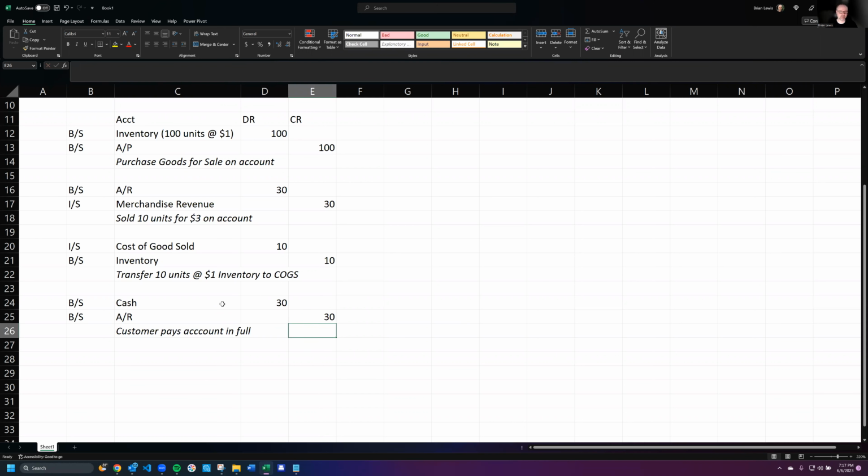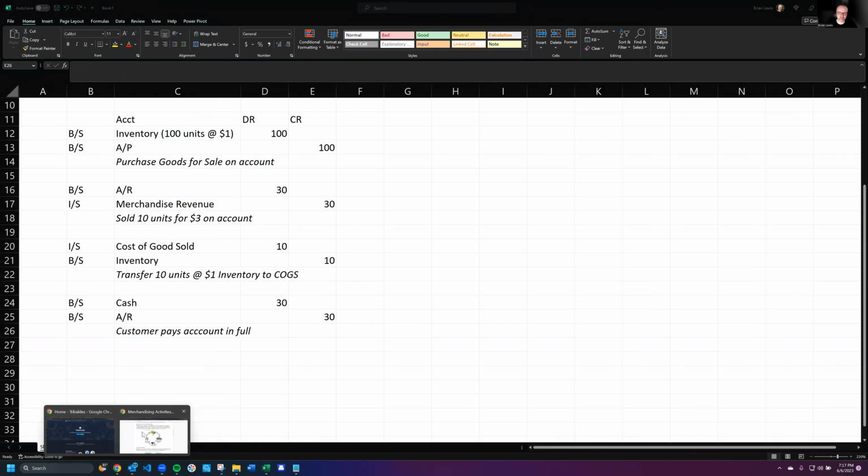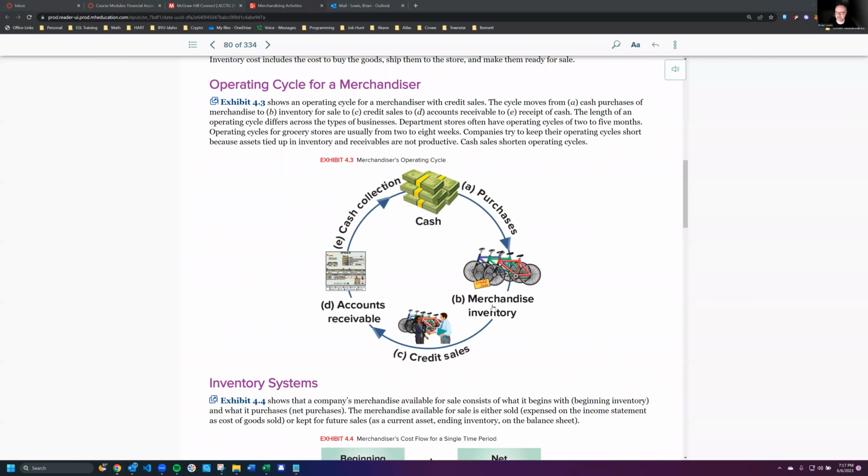This can get a little bit more complicated if you have a discount involved, which we'll talk about a little bit later. But for this part of it, then you get this cycle right here, right? So we've got the purchase, we've got it in inventory, we sold it, it became accounts receivable, and then we collected the cash. Okay.